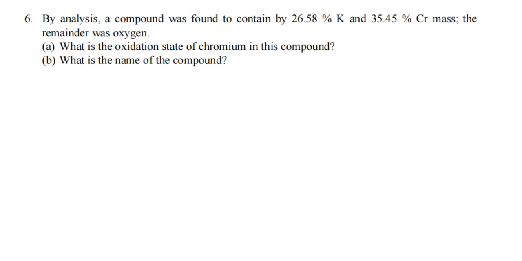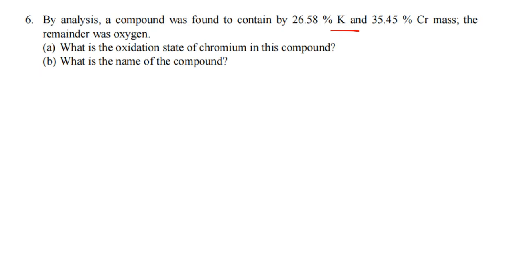Okay, so what have we been given? We've been given the percentages. We've been given the percentage for potassium, the percentage for chromium. Then they're saying the remainder is oxygen. So in this case, how do we find the remainder? We're just supposed to subtract the 2 from 100. That's what is going to give us the percentage for oxygen.